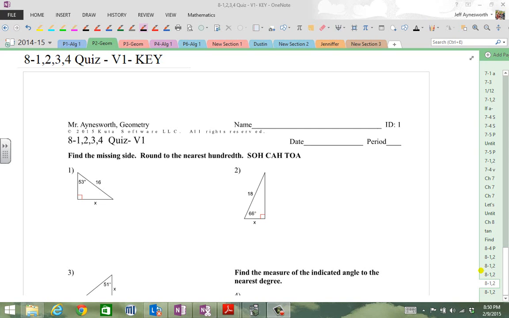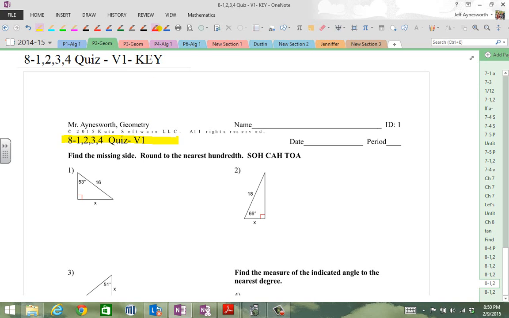We're going to get into your test corrections for sections 1, 2, 3, and 4 on Chapter 8 over trig, special right triangles, and also the Pythagorean Theorem. This is version 1. Okay, make sure you understand that. So this is quiz version 1 out of 2 versions.